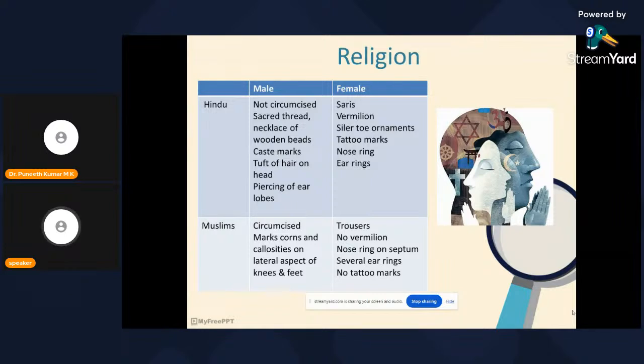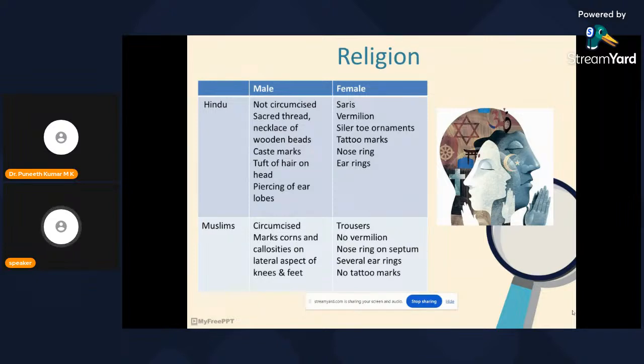When we compare to Muslim females, their dressing and sari patterns will be of a different variety, and there will be no kumkum or vermilion, and the nose ring will be on the septum. Several earrings will be present, and tattoo marks won't be there.